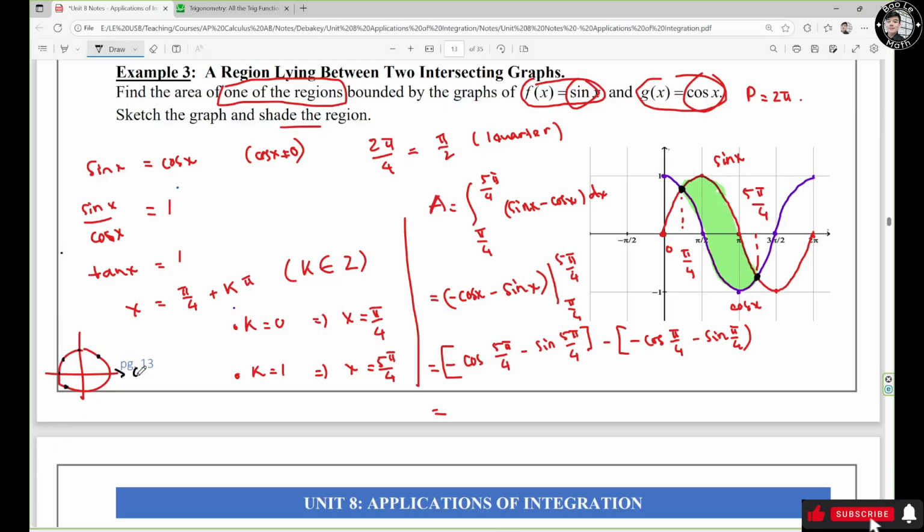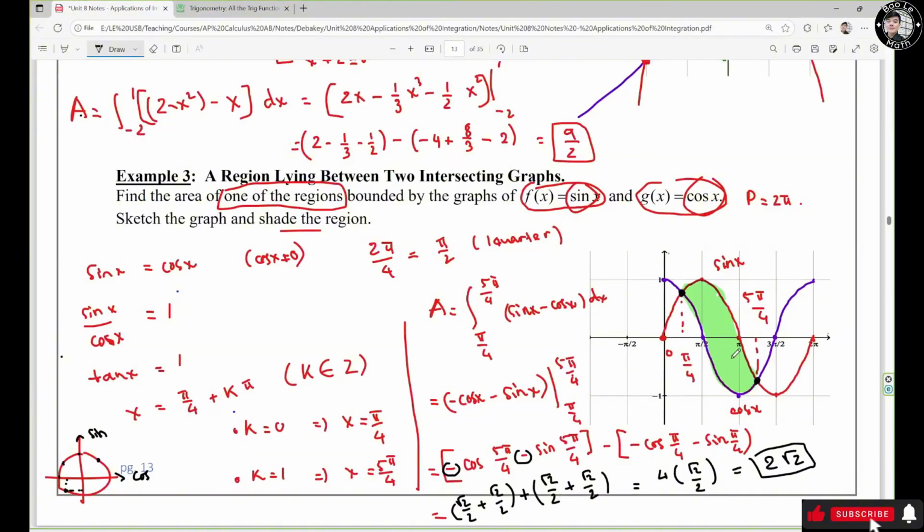This one is the cosine axis. This one is the sine axis. So cosine of 5 pi over 4 equals negative root 2 over 2, and then you have the negative sign in front, so it becomes root 2 over 2. Now, sine of 5 pi over 4 is negative root 2 over 2, and combined with the negative sign, it becomes root 2 over 2. Subtract. Cosine of pi over 4 is root 2 over 2, so negative becomes positive, root 2 over 2. Now, sine of pi over 4 is root 2 over 2, negative becomes positive, so root 2 over 2. So we have 4 root 2 over 2. It becomes 4 times root 2 over 2. So 2 root 2 is the final answer.